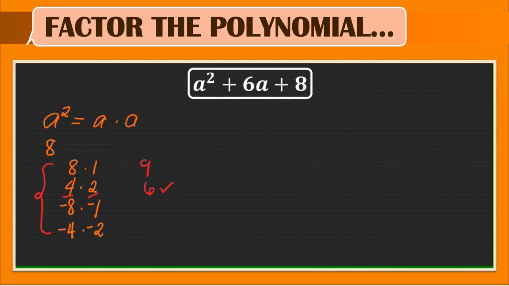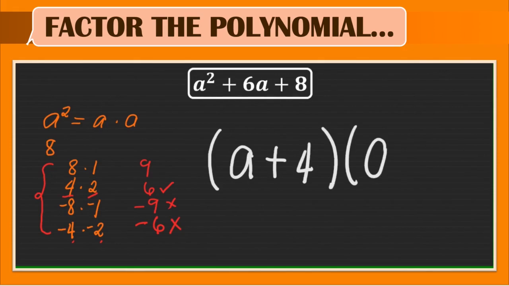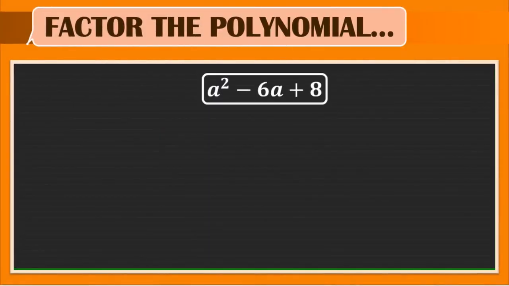Now why can't we use negative 4 and negative 2? Because negative 4 plus negative 2 is negative 6, and our middle term is positive 6. So we cannot use this. This is also negative 9, so no. Therefore, the factored form is the quantity of a plus 4 times the quantity of a plus 2. That's it. Next, let's have a squared minus 6a plus 8.